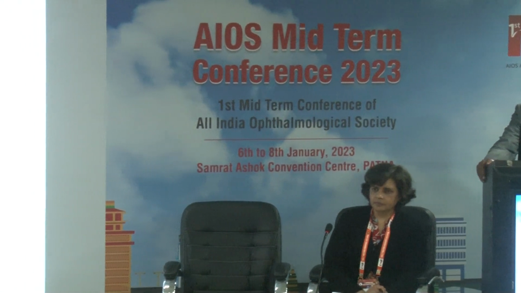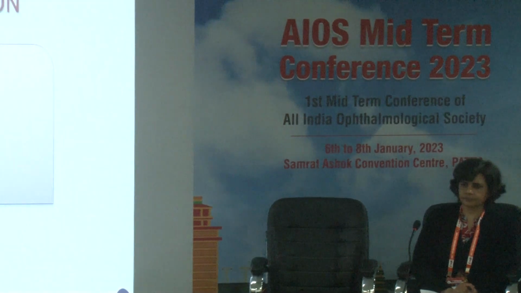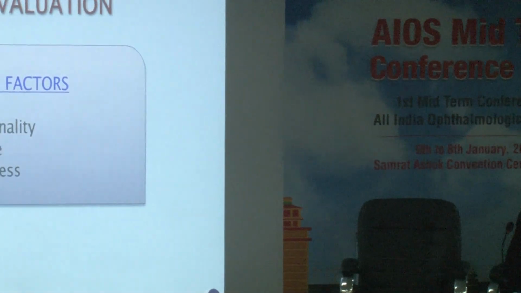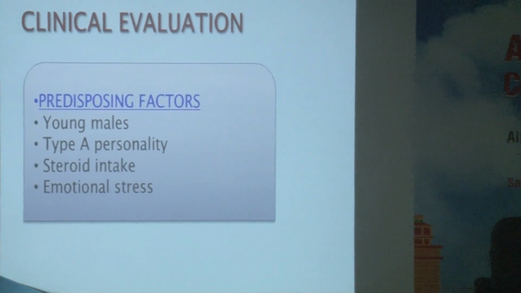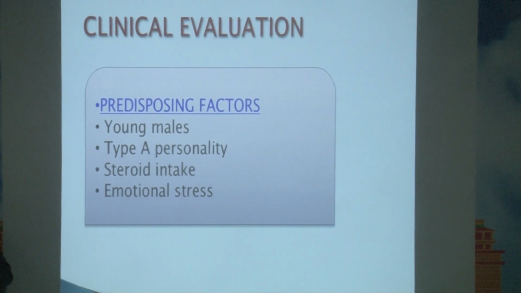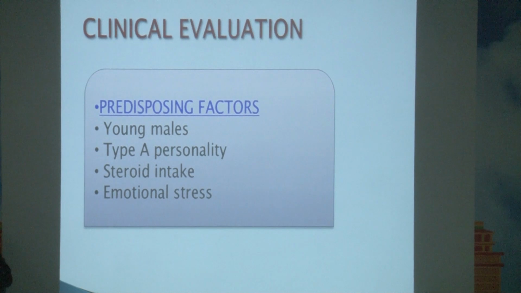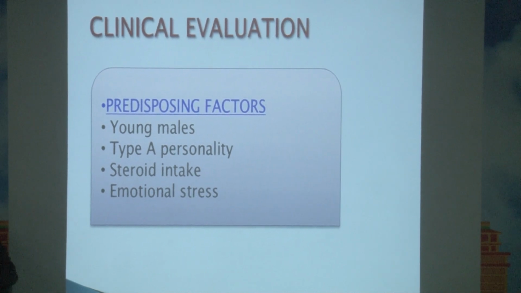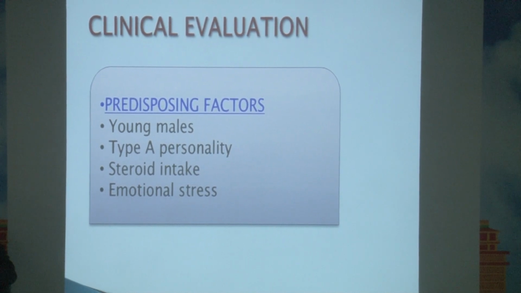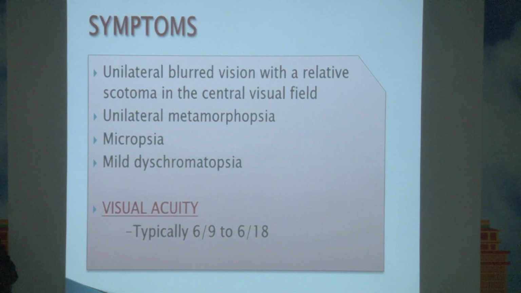How to approach a case of CSR in your clinical practice? First, you do a clinical evaluation. Predisposing factors are very common in these patients. They are mostly young males and type A personalities, who have taken steroids for some course of time in life, and have a lot of stressful life. That's why it is very common in young males, particularly around their 30s.